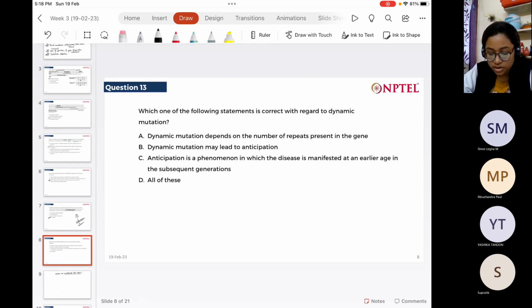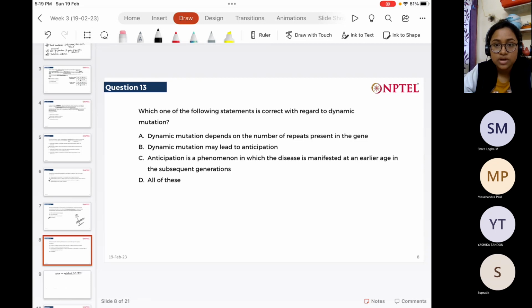Now in this question, they're asking which of the following statements are correct when you are explaining dynamic mutations. First, dynamic mutations depend on the number of repeats that are present in the gene. Then dynamic mutation may lead to anticipation. Anticipation is a phenomenon in which disease is manifested at an earlier age in subsequent generations, or all of these. So, if you remember the Huntington disease example, where dynamic mutation was involved, how was Huntington disease inherited from one generation to another?